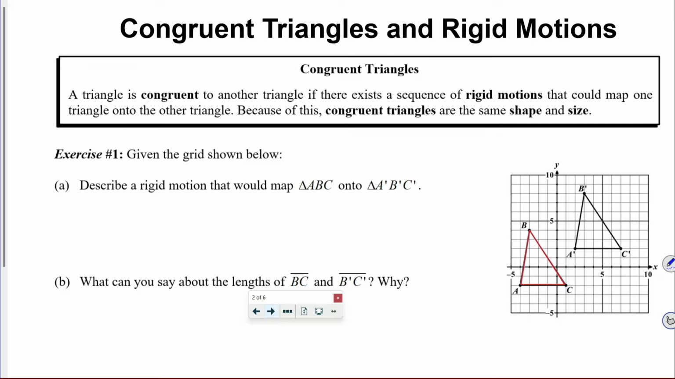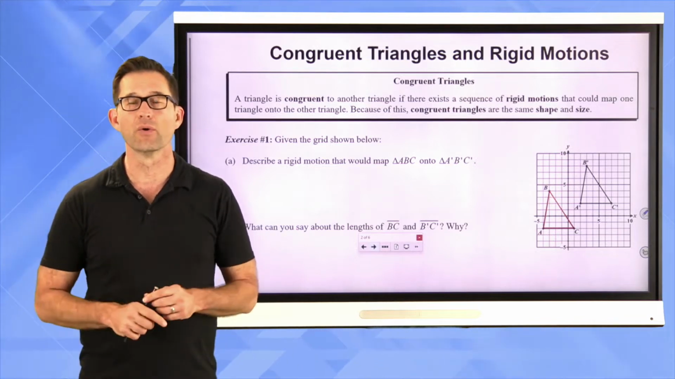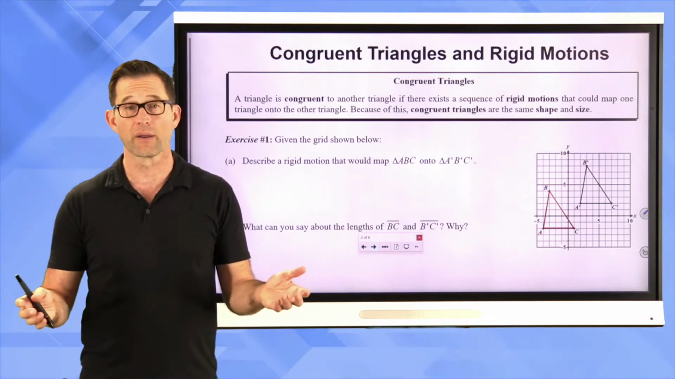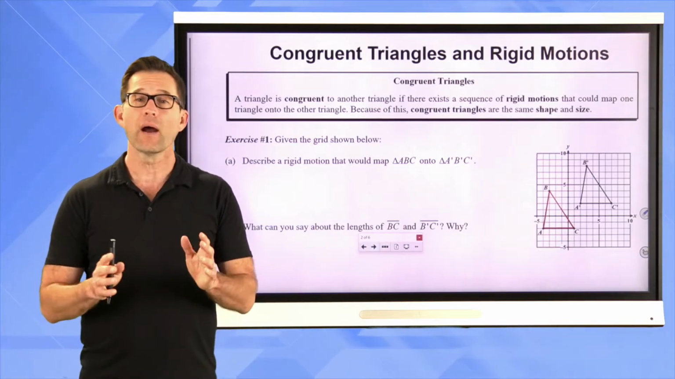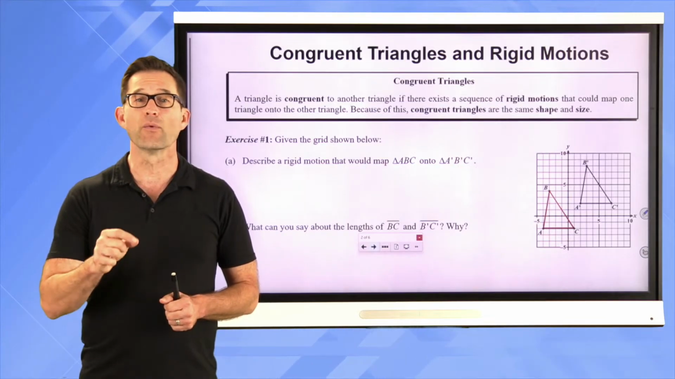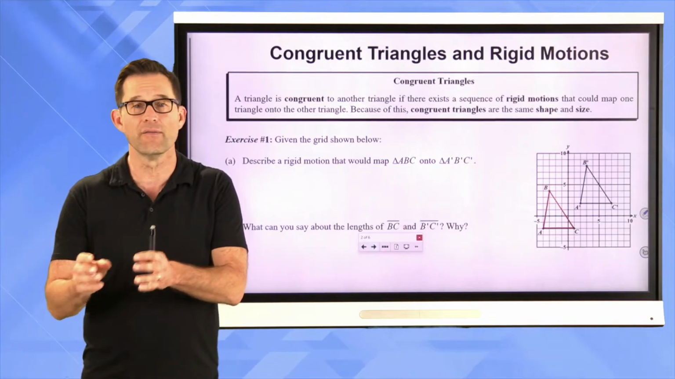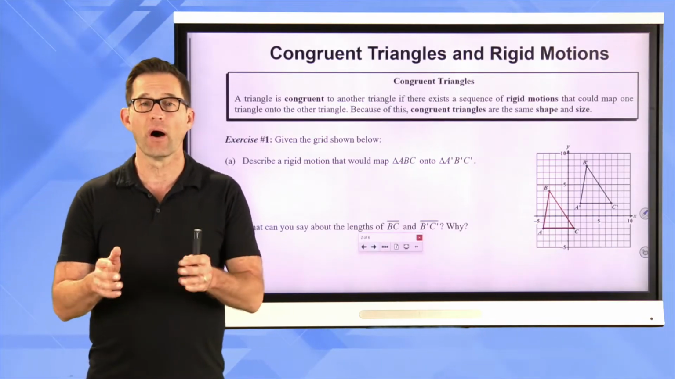A triangle is congruent to another triangle if there exists a sequence of rigid motions that could map one triangle onto the other triangle. Because of this, congruent triangles are the same shape and size. So literally, when you first learn about congruent figures, congruent triangles have the same shape and the same size. Now we're literally saying a triangle is congruent to another one if there exists a rigid motion, right? A translation, a reflection, a rotation, or a sequence of those that maps one figure onto another.